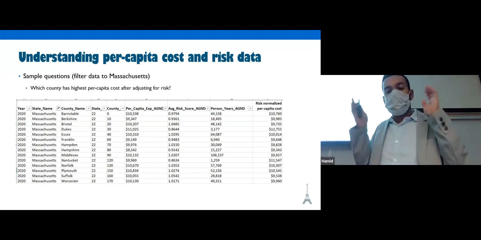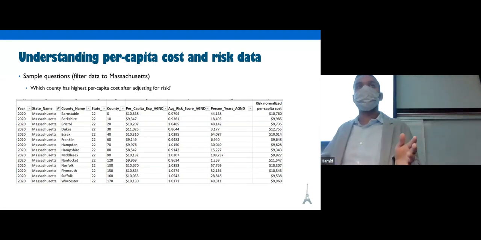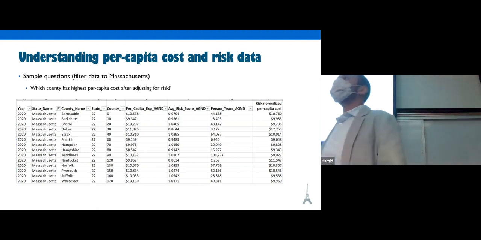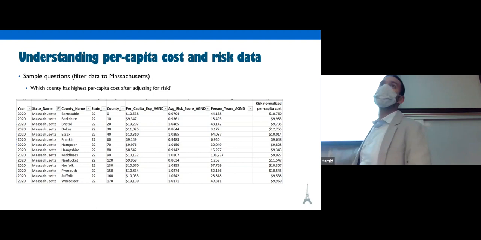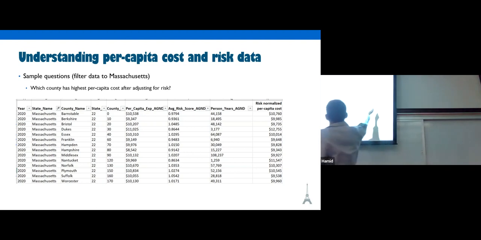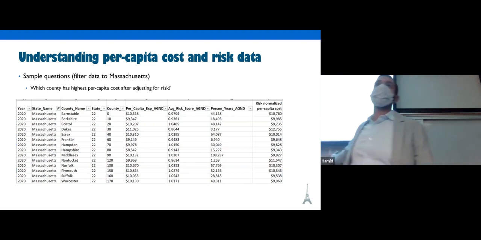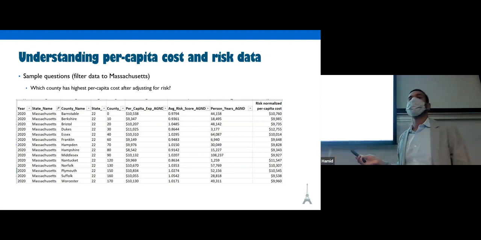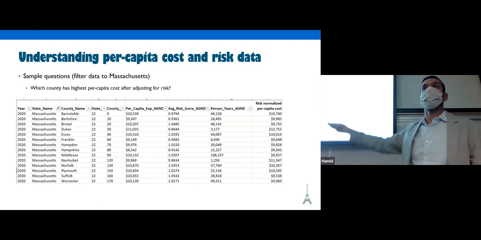Yep. So you can use that and calibrate yourself against that number and tell me, what do you think is the highest cost in the county? Any takers here? What is the highest risk adjusted per capita cost? What is the highest number in this column? Yeah, 12,000, right? And if I trace it back, it corresponds to Dukes County. And what is the second highest number in this column? That corresponds to Nantucket. Does anyone know where Nantucket is, or what Nantucket is? It's an island. Does anyone know what Dukes County is?